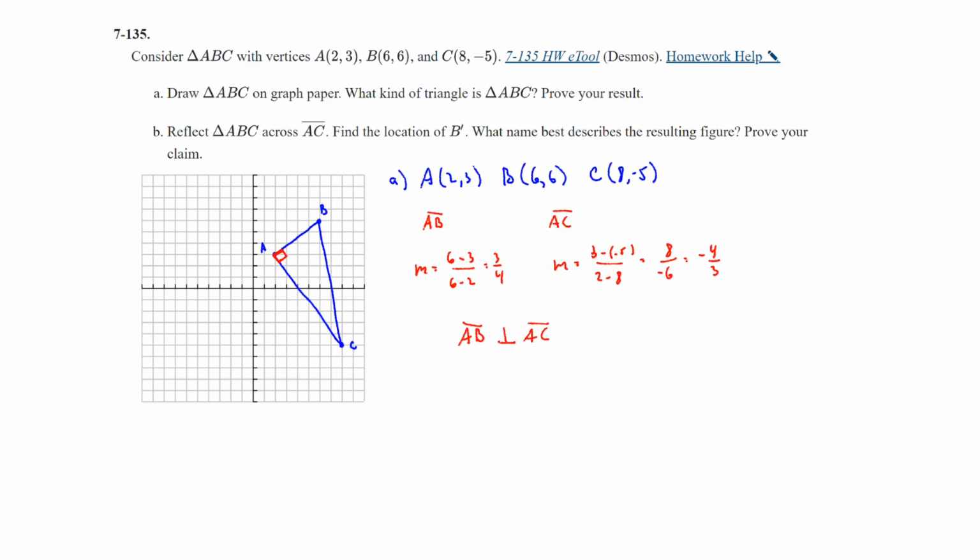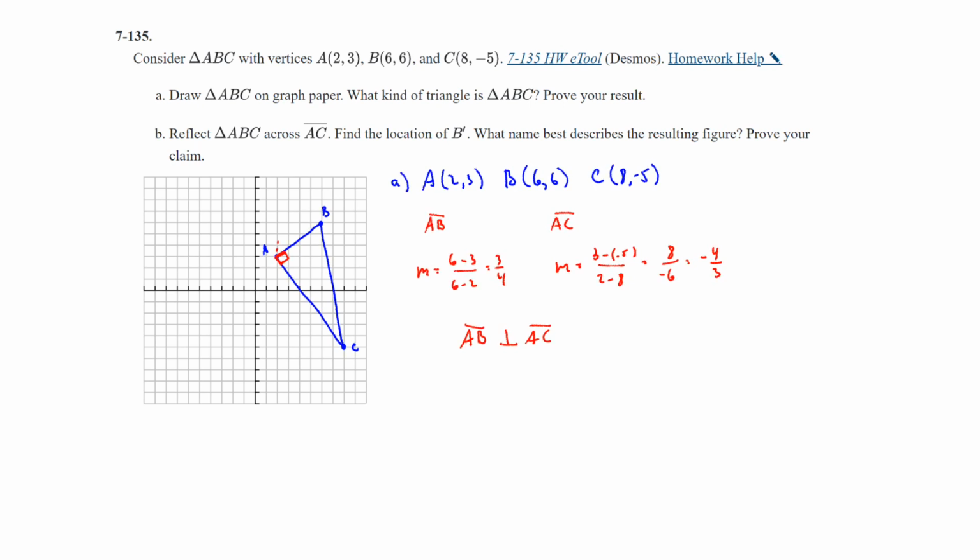And then part B, it wants us to reflect the triangle across AC. Find the location of B prime. What name best describes the resulting figure? So we're going to take the triangle, we're going to reflect it over. So I'm just going to take the slope that we have here, which is up 3 and over 4, and just go the other direction with it so we can figure out where that B value is. And so if I do that, that looks like I'll go over 4 and down 3 to reflect that. And that looks like it'll be at negative 2, 0. So B prime will be at negative 2, 0.